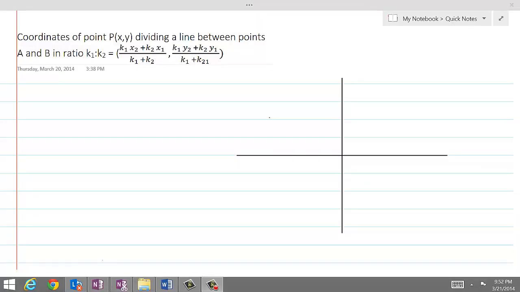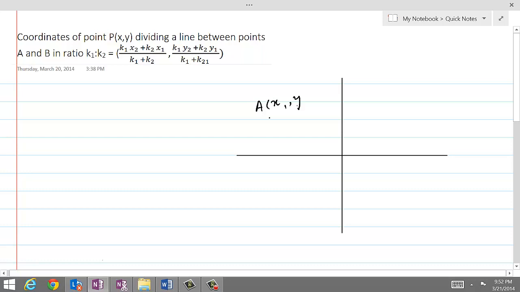In this lesson, we will find coordinates of the point P, which divides the join of given points A and B in given ratio K1 ratio K2. Let's assume that here is a point A in XY plane, and the coordinates of the point are X1, Y1, and there is another point B which has coordinates X2, Y2.